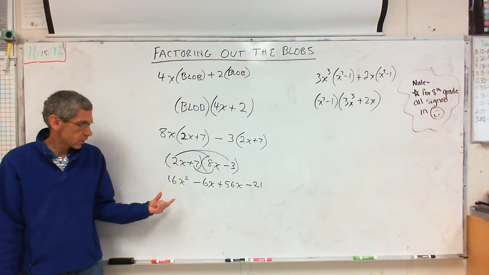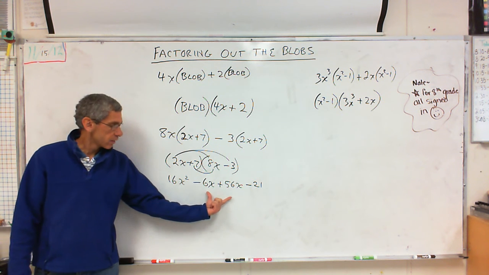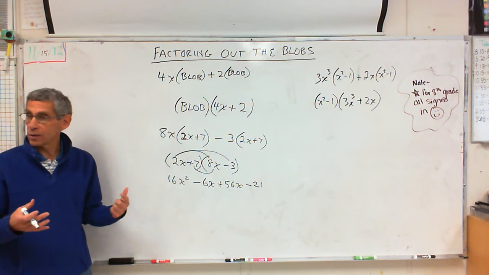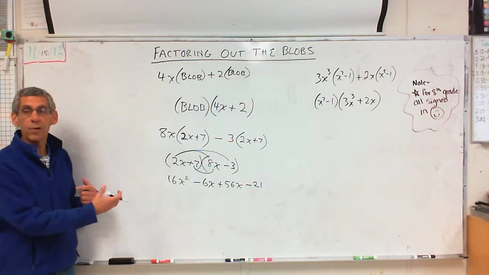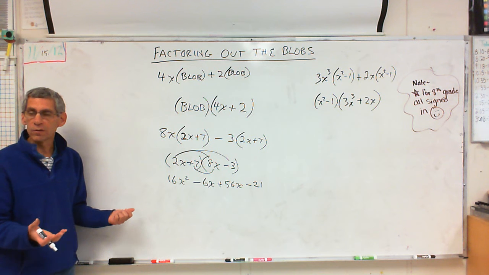Right now it's a 4-term thing, but we could actually simplify. We could combine those, right? So then it would be a trinomial again. Right now it's a polynomial, it's more than 3 terms.